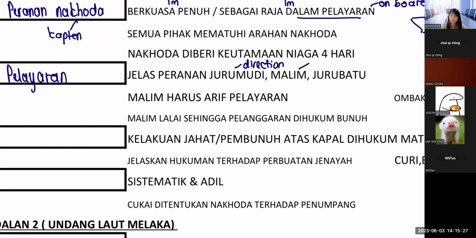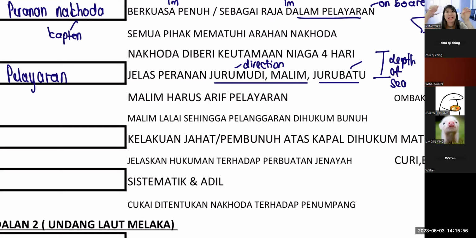Okay. Malim instead, the one that is in charge of what? We call it Malim. Okay. Malim and Jurumudi is the same, sorry. Malim and Jurumudi is the same. Juru Batu. Batu one is to measure the depth of the sea, because they need to throw in the anchor. The anchor, this one. So they need to know how deep.